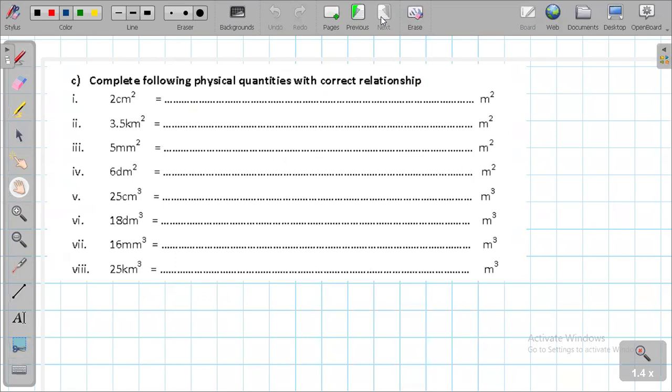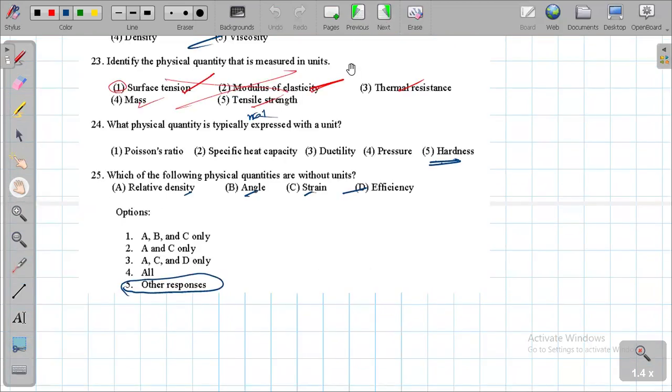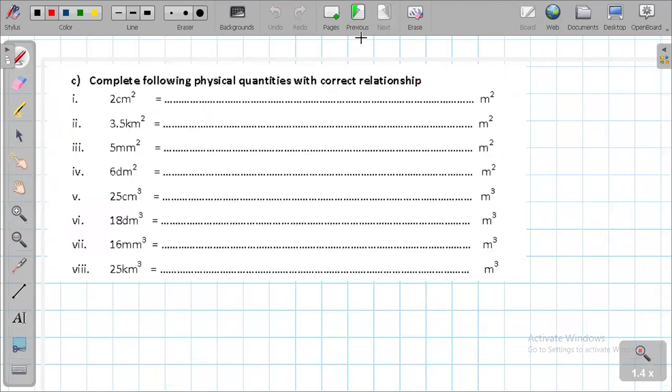No, sir, they're asking without units, no, sir. Yeah, without units. Which of the following? Right, I didn't see that yet. Yeah, without units means A, B, and D. C and D, sir. Sorry, yeah, A, C, and D. The answer number 3, yes. It is the answer number 3. Yeah, great. Okay, let me try this.